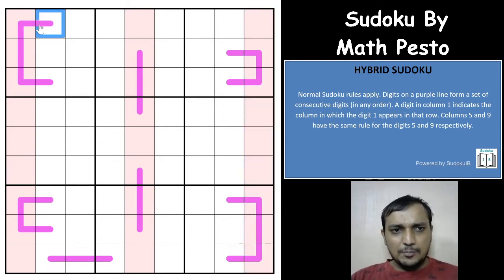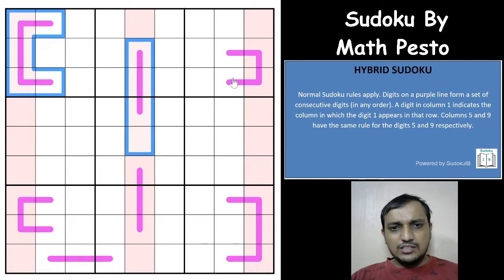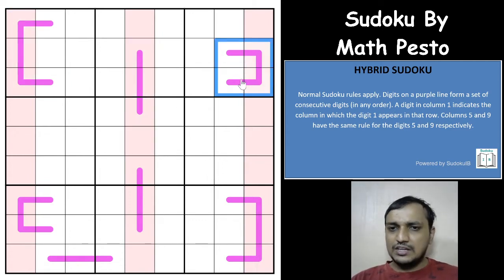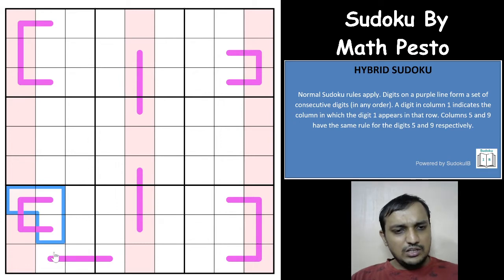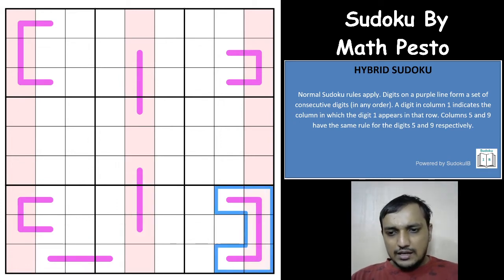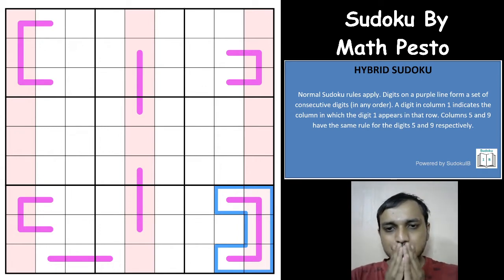The next thing is the Renban lines. The lines indicate that the digits would have to be consecutive digits in any order. So these 3 digits would have to be consecutive, can be 3, 4, 5 in any order. This can be 3, this can be 4, this can be 5. That is what the Renban lines indicate. And with that we should be able to solve this Sudoku. Let's see if we are able to solve it.